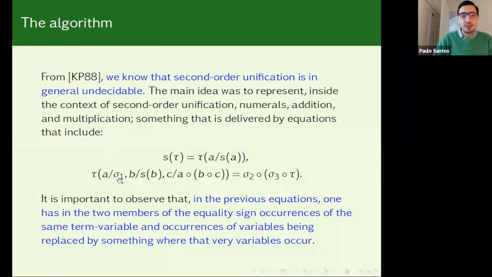And I would like to emphasize here two aspects of this equation. The first one is that we have occurrences in both sides of the equation of the same term variable. For instance, here we have a tau, and again a tau in the second equation. Moreover, we have occurrences of variables being replaced by something where that very variable occurs. For instance, here C is being replaced by a term where that very C occurs, so the term is getting large. And this is essential. These two features are essential to the proof.